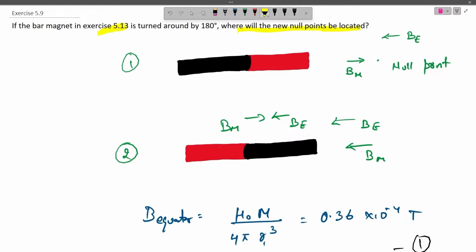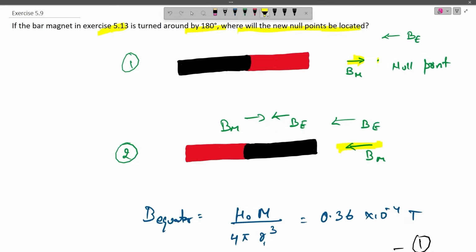And if we assume that this was the direction of magnetic field due to the bar magnet, that is Bm, we have shown it by that Bm. So the Earth's magnetic field was in the opposite direction, so on the axis there was the null point. So now the magnet has been reversed to 180 degree. So now its magnetic field on the axis has a direction opposite to that of the initial direction. That is, now it is from right to left, which can be seen over here. Now we have to find out new null point.